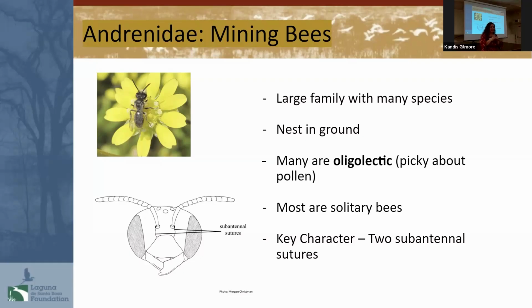And many of them are very picky about the type of pollen they collect to provision their nest. A word for that is oligolectic, meaning feeding from a few types of flowers, usually within the same genus, or collecting pollen from a single genus or species. Most of these andrenid bees are solitary.